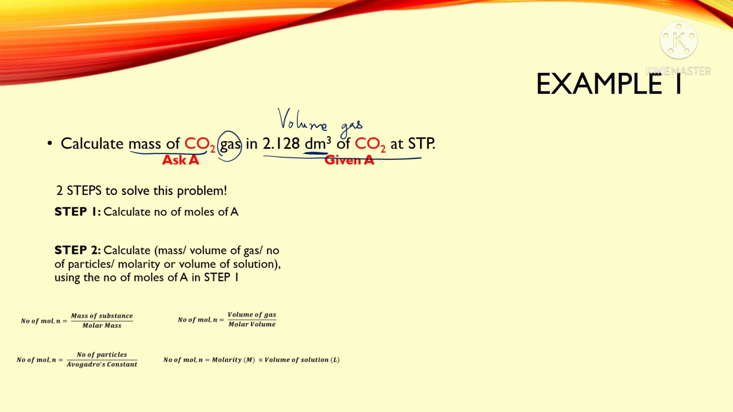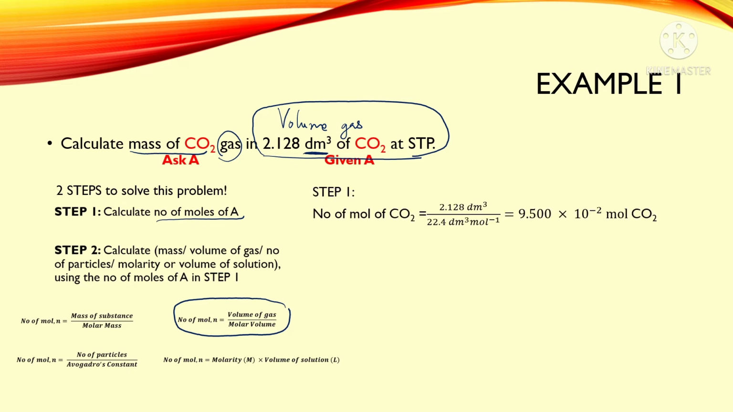In step number 1, we need to calculate the number of moles of A, so the number of moles of carbon dioxide, based on the information given. We are given the volume of gas. So to calculate the number of moles, we need to use the formula number of moles equals volume of gas divided by molar volume, and the molar volume here is at STP, so it's 22.4 dm cube per mole, to give us 9.5 times 10 to the power of negative 2 mole.